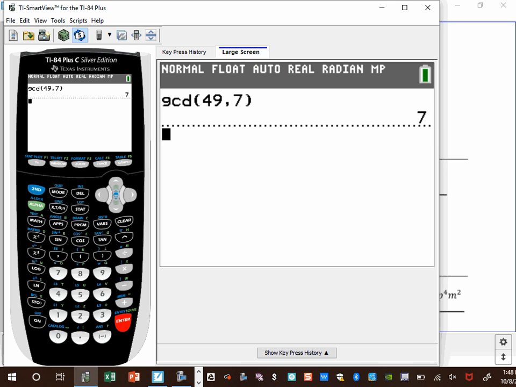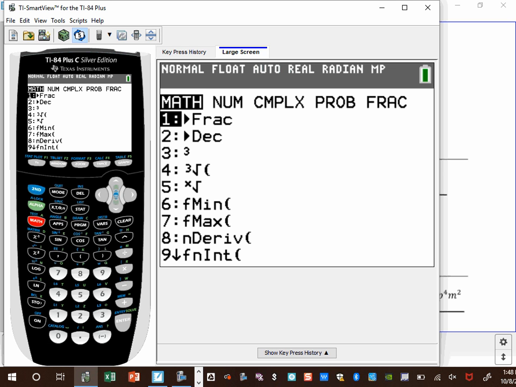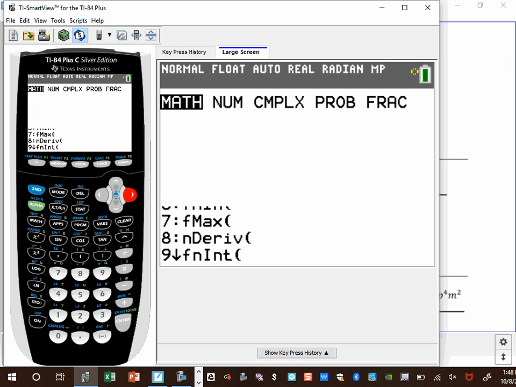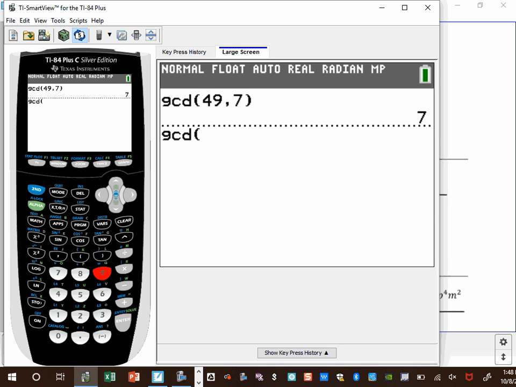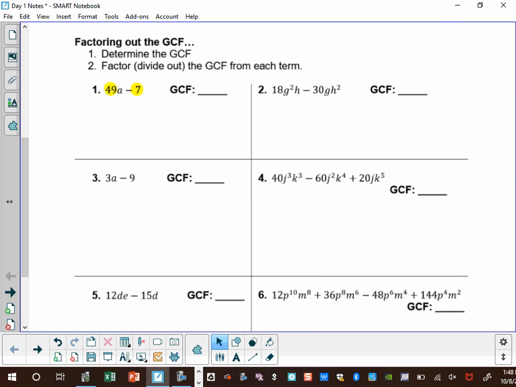Alright, Saida, what'd you do? Okay, so hit math on your calculator. You're going to go math. You're going to scroll over to number. Hit number 9. You see GCD? Now type 49, comma, 7. And if you hit enter, it comes up. Got it? Okay, so that's how we do it in our calculators.